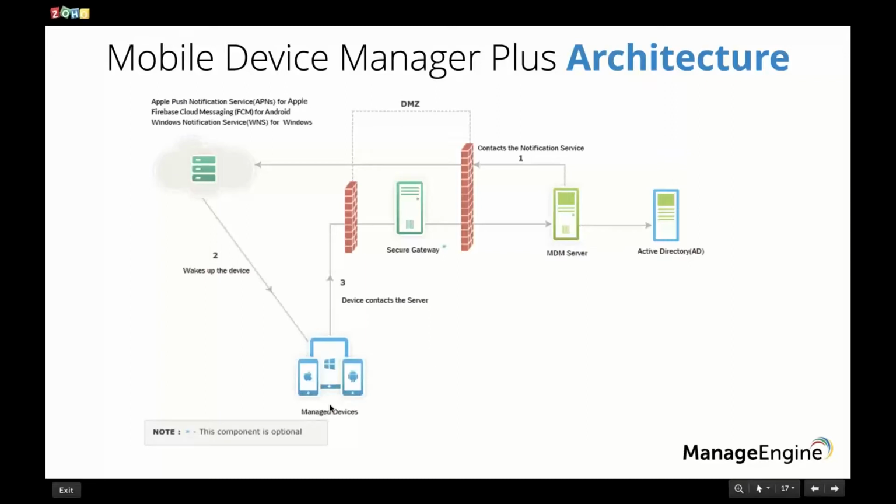Now, we all know that these devices are not going to be in our network at all times, and that is why we need to ensure that the MDM server is reachable from anywhere. For this, you will have to NAT your internal IP address to a public IP address. But this might raise a few security concerns in organizations, and that is why we optionally allow you to configure a secure gateway. This acts as an intermediary between the devices and the MDM server and routes all the communication through it. Now, if you're using the cloud version of Mobile Device Manager Plus, you do not need to worry about any of these settings.